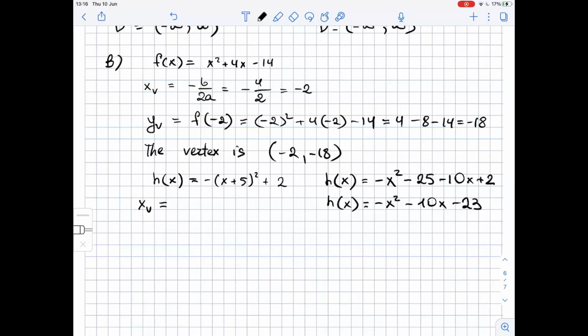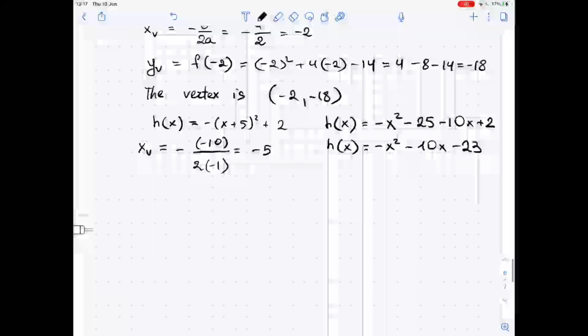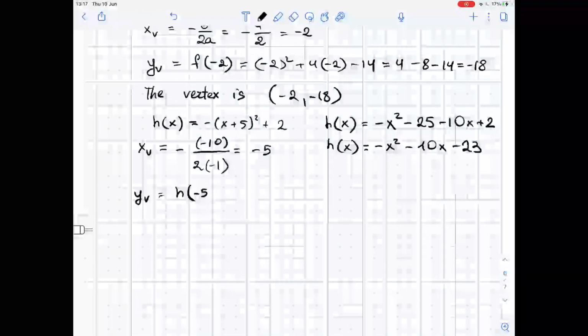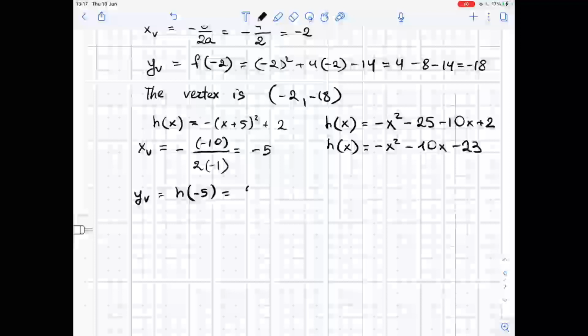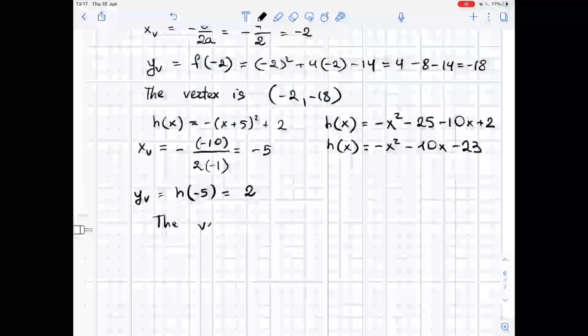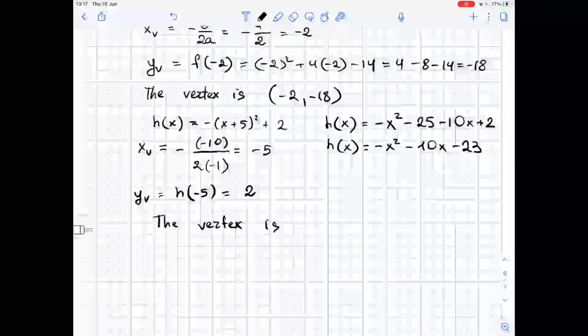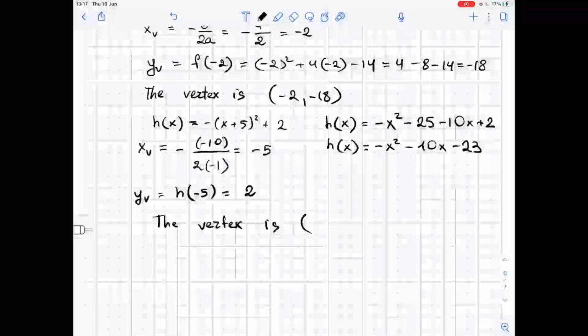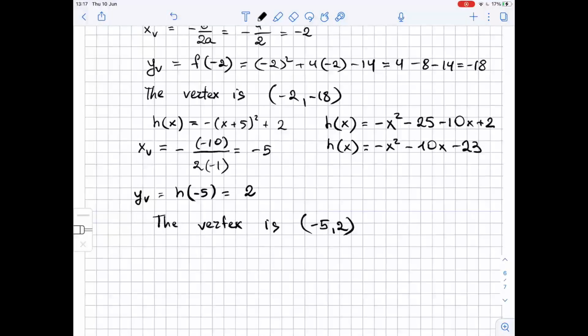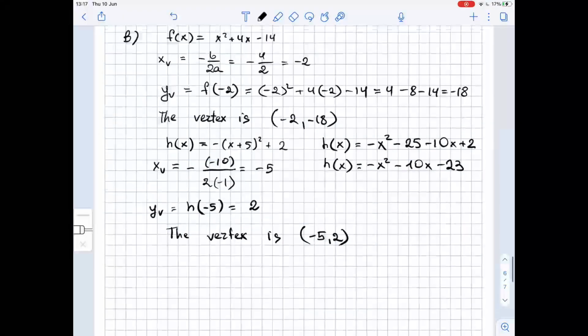Now we know that the coefficient in front of x is negative 10, so we have negative 10 here, and the coefficient in front of x squared is negative 1, so we have 2 times negative 1 here. 10 over 2 is 5, so we get negative 5. Now to find the y coordinate, we find h of negative 5, which is 2. So the vertex is negative 5, 2. And the last part is we need to find the maximum or minimum for the function.